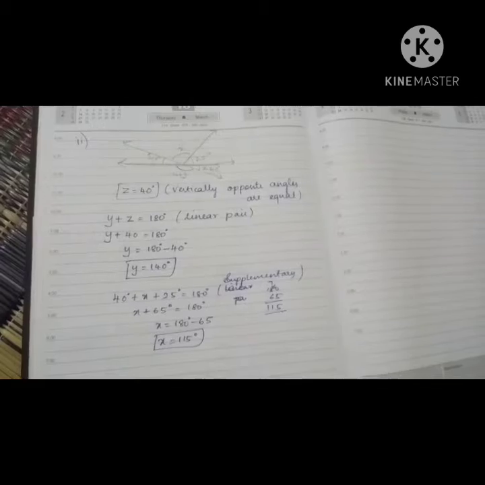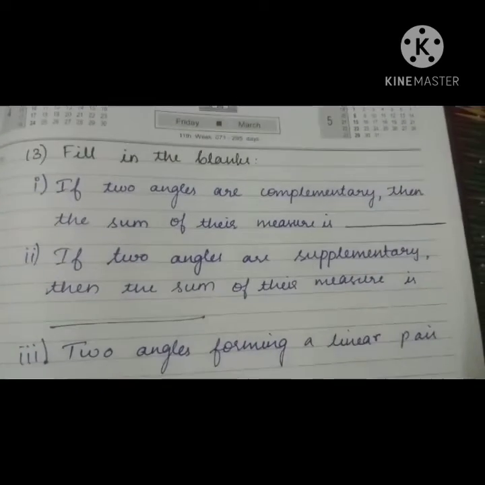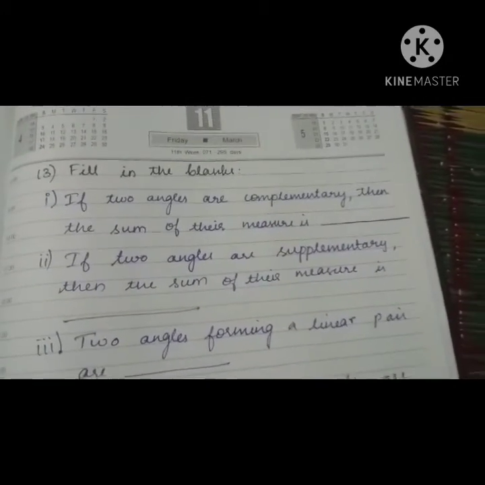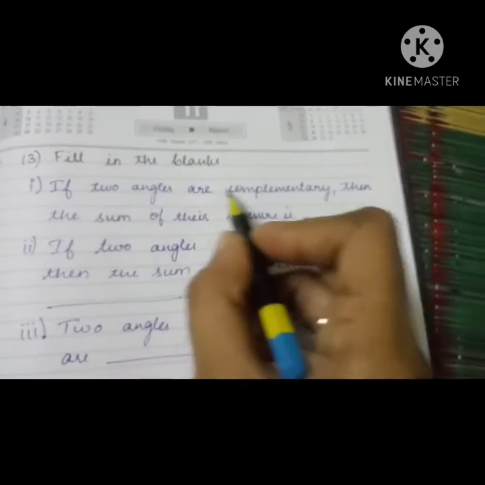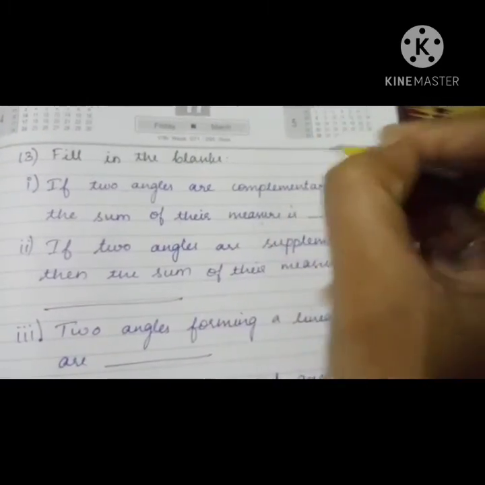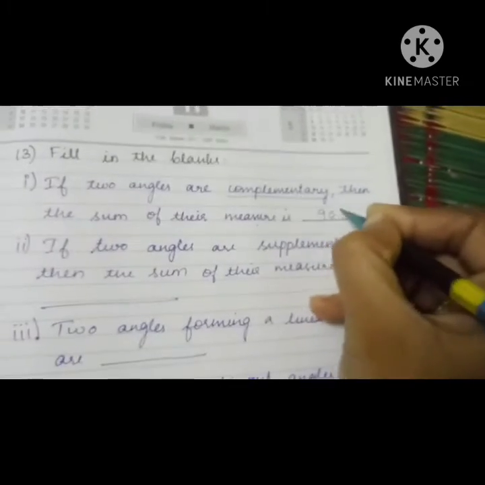Okay, understood? Next is your 13th problem. You can write the answers in the textbook itself. Okay, it's a fill in the blanks. If two angles are complementary, then the sum of their measure is what? 90 degrees. Yes.